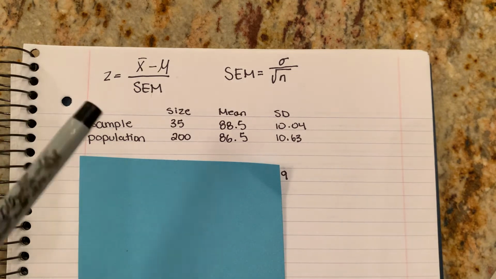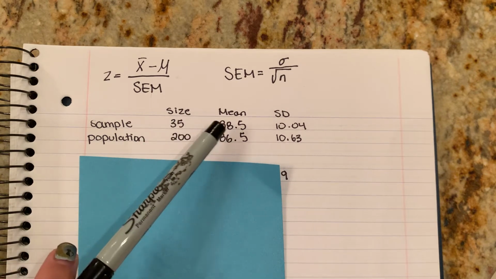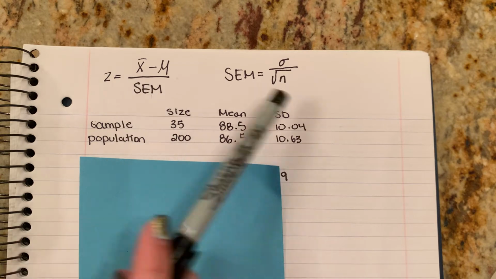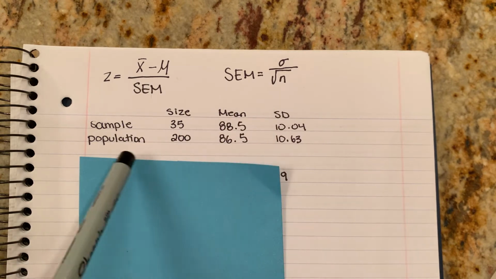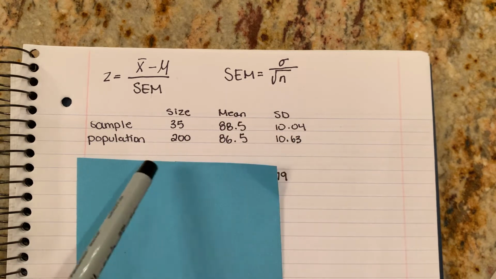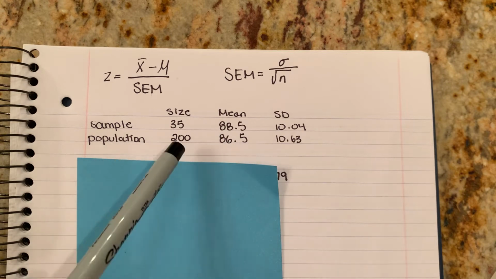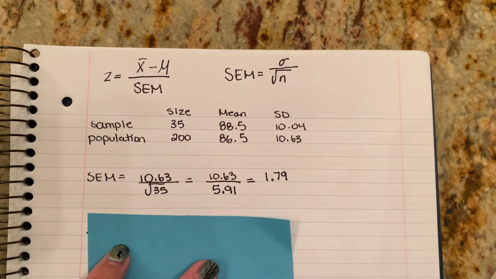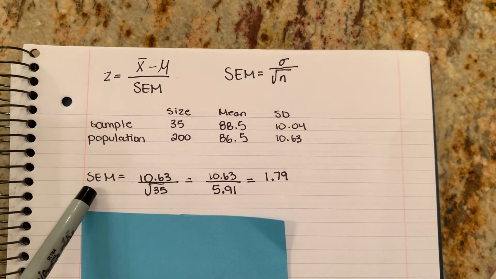So we have the sample size, we have the sample mean, and we have the sample standard deviation, which we really actually don't need for this equation, but we do need the population standard deviation, the population mean, and the population size.